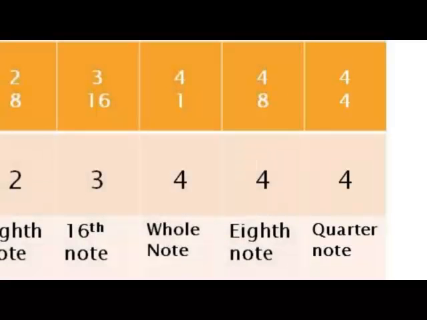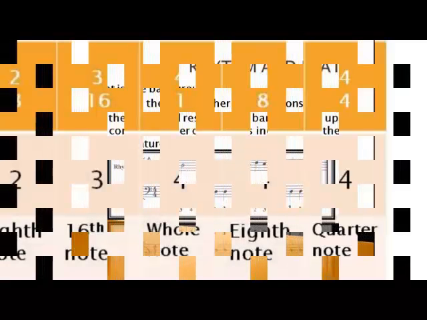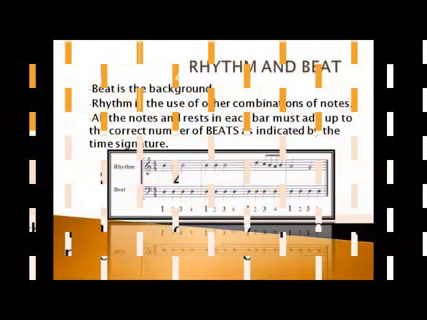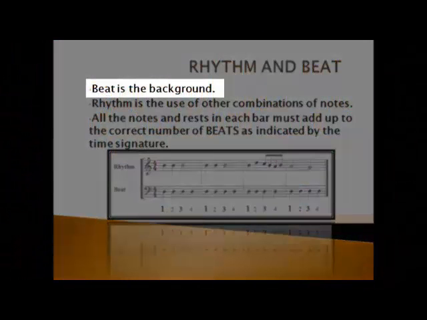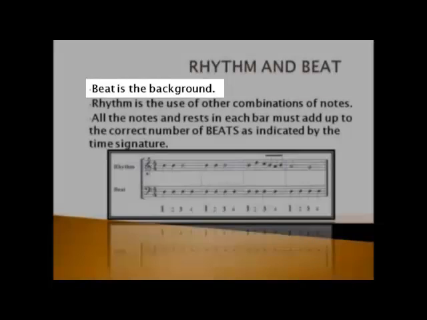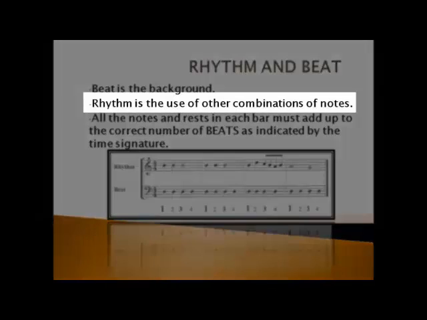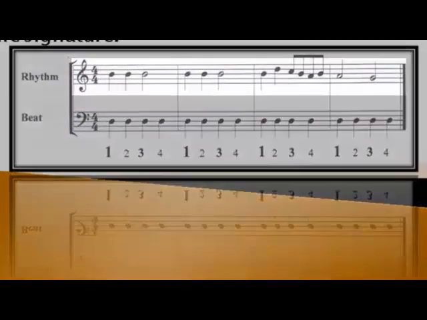The beat is your background. The beat doesn't change. So if you're in 4/4 time, your beat is always 1, 2, 3, 4, 1, 2, 3, 4. That never changes. The rhythm is any other combination of notes. So the rhythm on your slide that you're looking at is this.